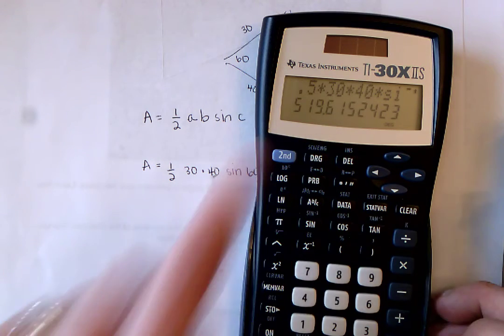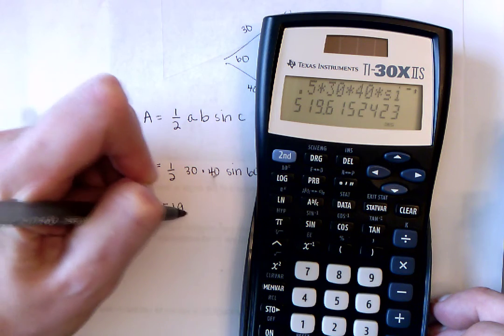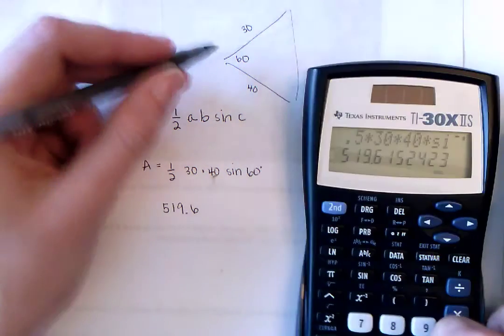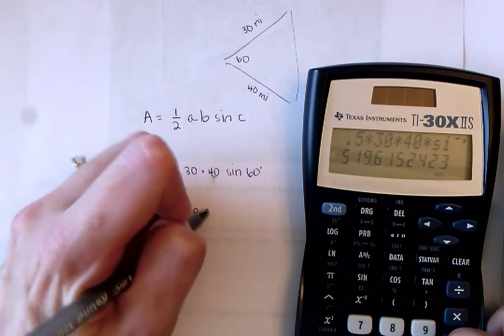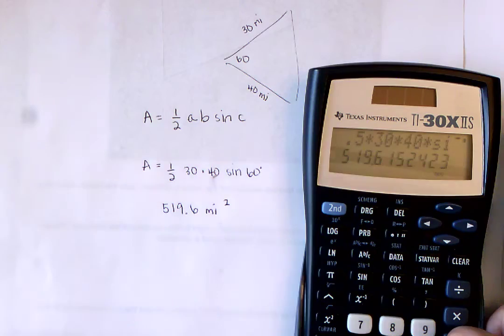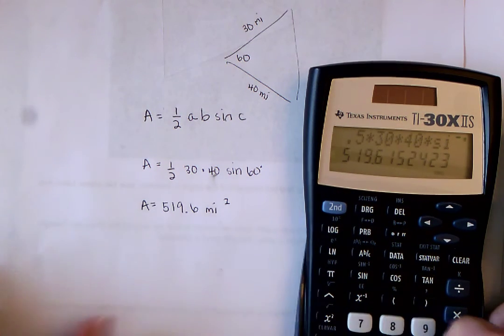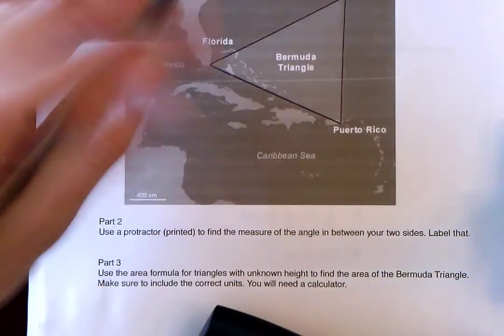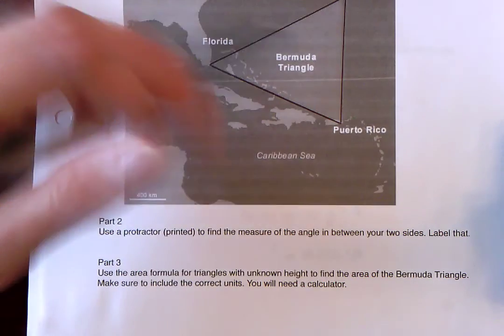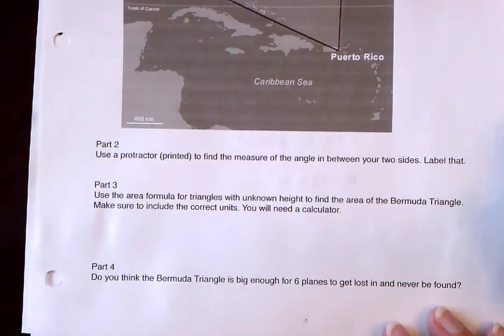For this particular example, I would have gotten 519.6, and let's say these are miles. That means this area would be miles squared, because it's area. So that should help you to figure out how to do the ones here. Once you do that, you can figure out the area of the triangle using that formula, and then just answer part 4. And that's all.